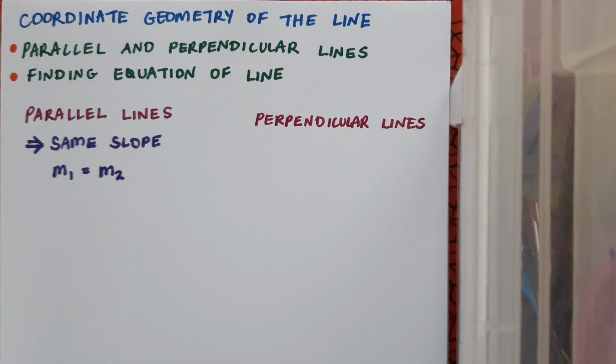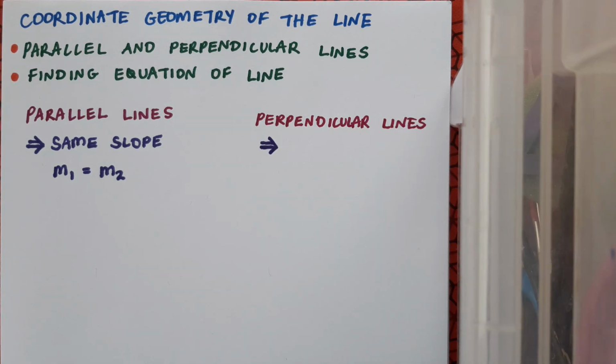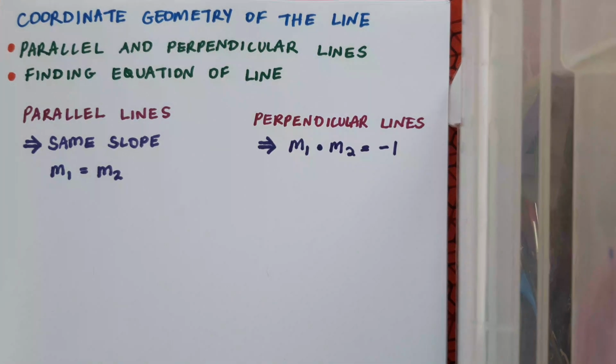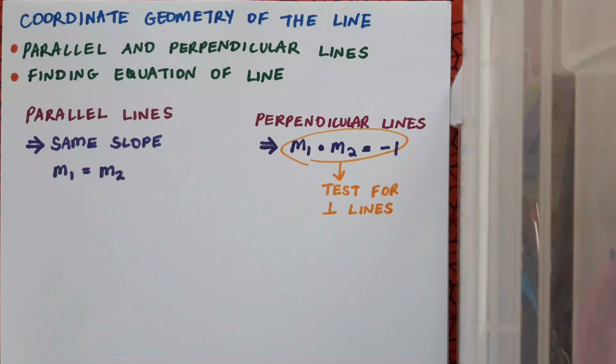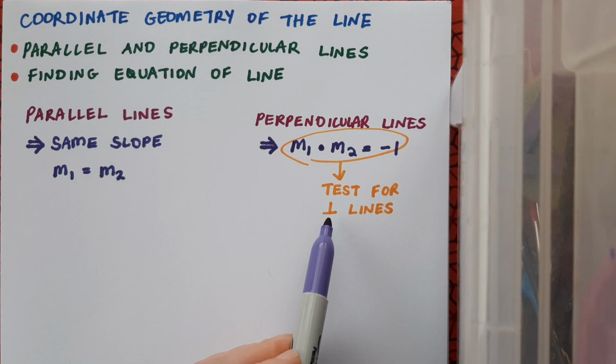Next, perpendicular lines. In the case of perpendicular lines, I can check for perpendicularity by multiplying my slopes together, and if they are perpendicular, I should get a result of -1. I can write this as M1 times M2 equals -1, or the slope of the first line times the slope of the second line equals -1. Now we tend to use this particular formula as a test for perpendicular lines. And just note the symbol here is the symbol for perpendicular.